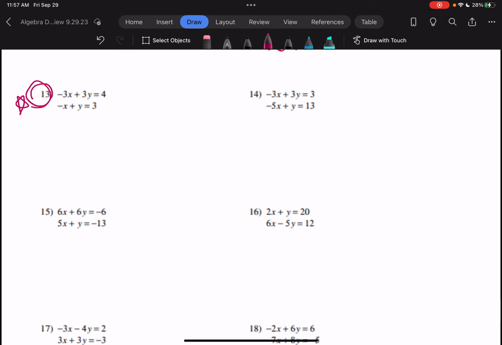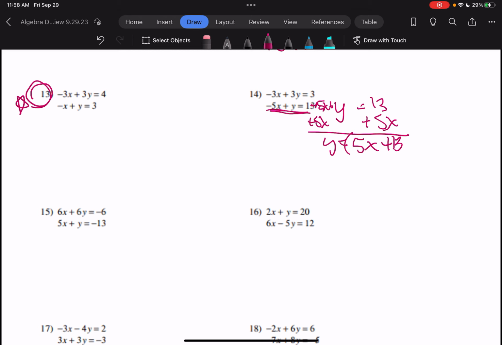Okay. So in 14, I can solve for x or y in either equation. What I did is I went ahead and solved for y here because all I have to do is y, minus 5x plus y equals 13. And then I went ahead and I added 5x to both sides because then we'll get y equals 5x plus 13. Nice positive numbers.